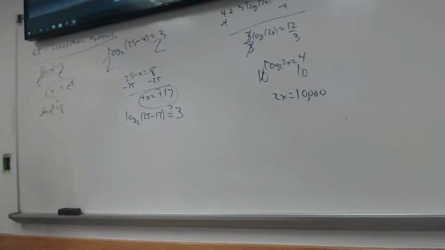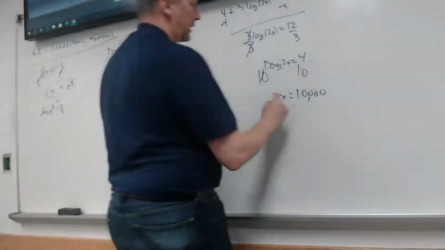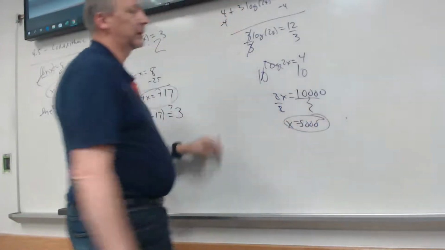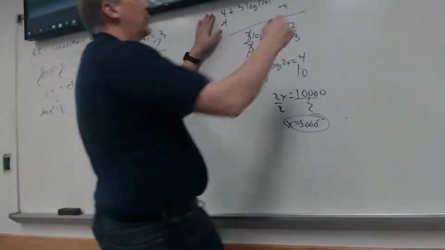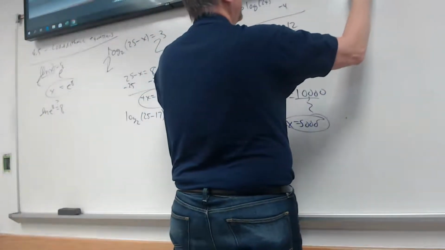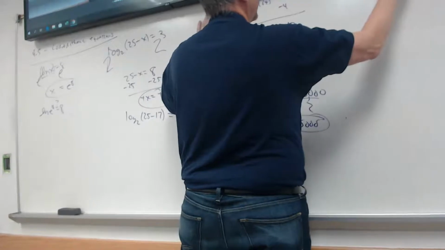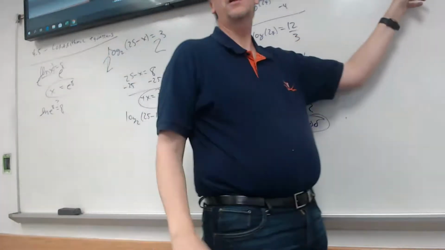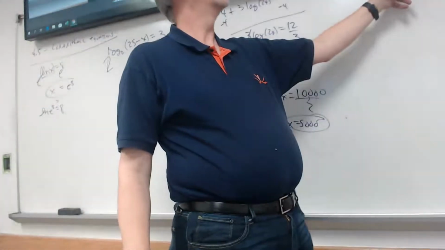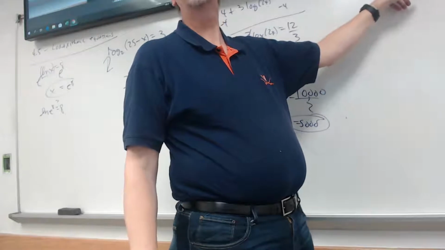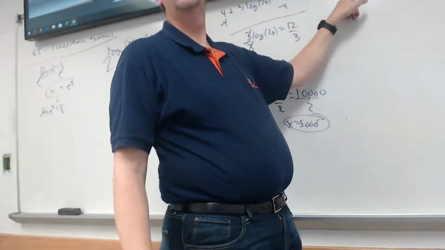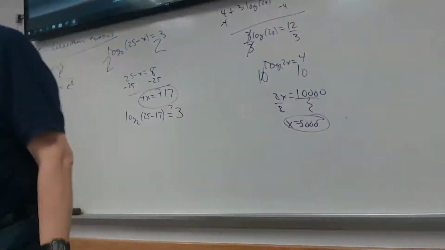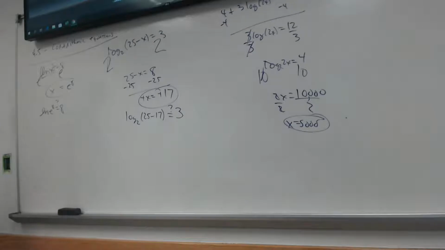And then divide by 2, x equals 5,000. Should we check our answer? Okay, this is 4 plus 3 times the log of 2 times 5,000. Does that equal 16? So 2 times 5,000 is 10,000. Log base 10 of 10,000 is 4, times 3 is 12, plus 4 is 16. Okay? So that works.